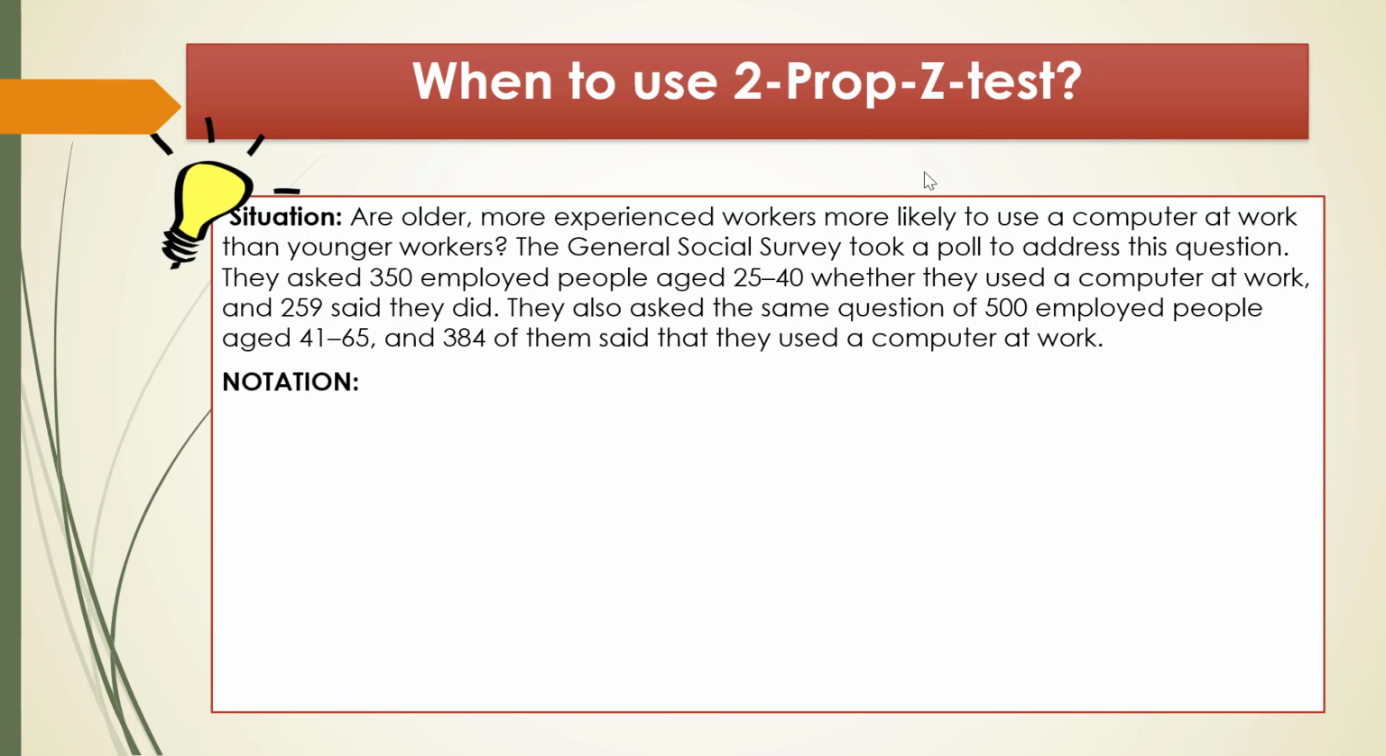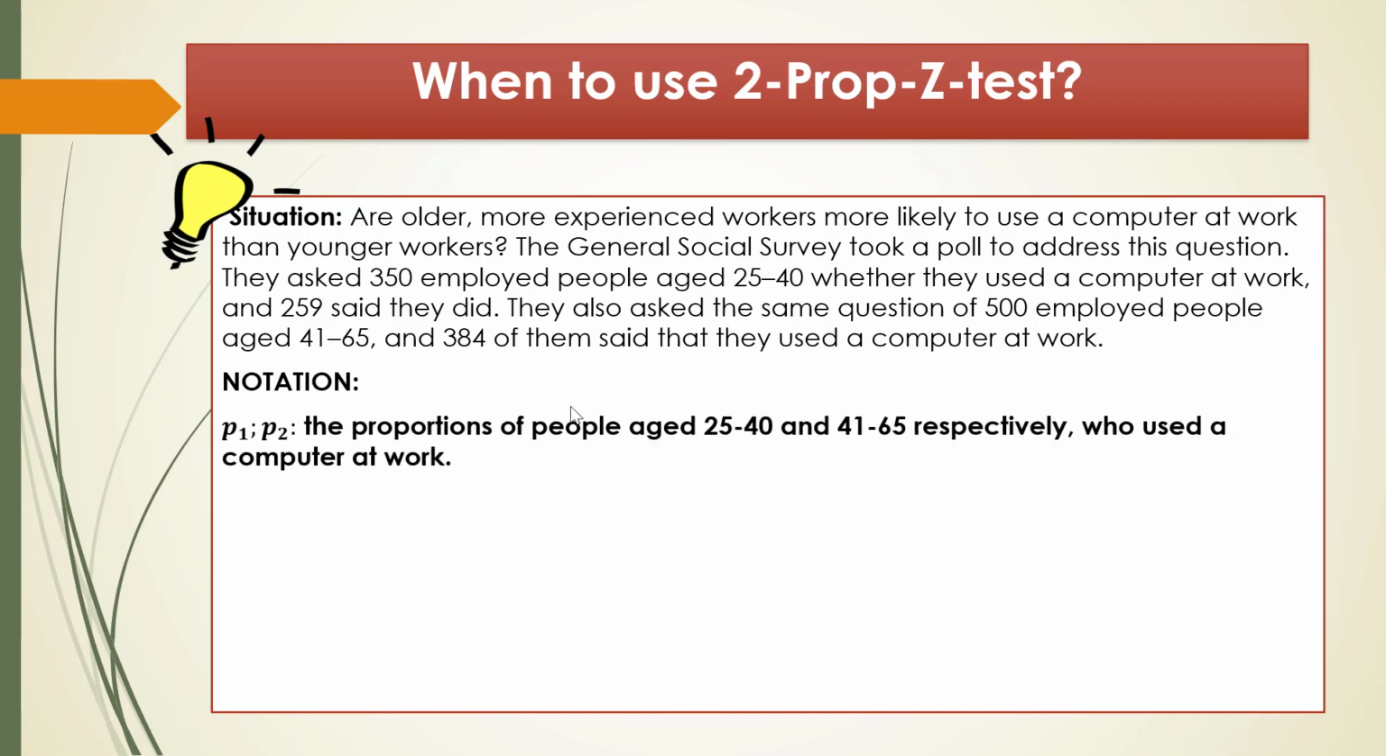So here we see that our interest is to see whether older and more experienced workers are more likely to use a computer at work than younger workers. So we collect two samples, and then we compare the proportions of these two samples in order to make inferences about the proportions of the two populations. So our interest here is to compare the two population proportions.